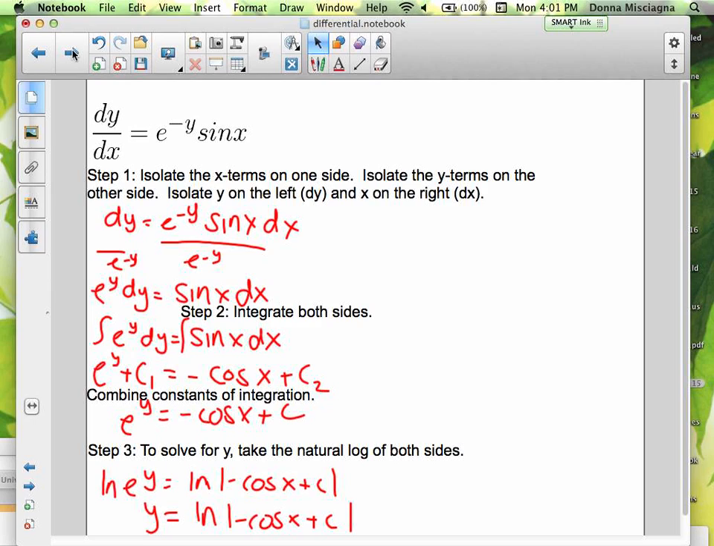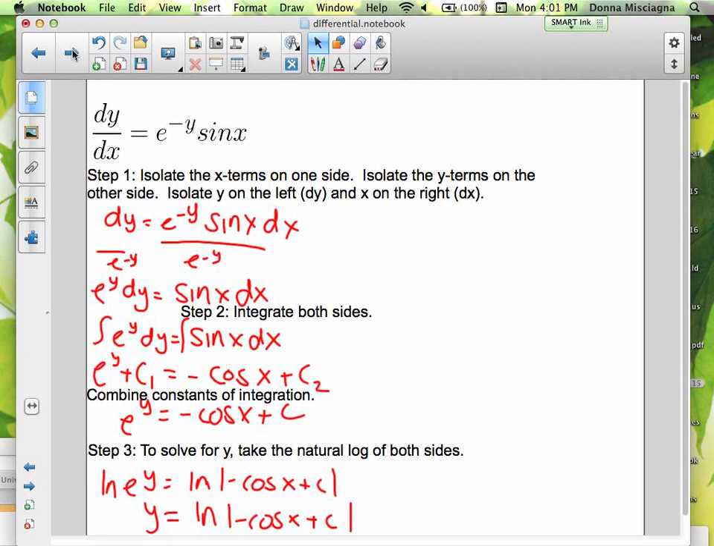What happened to the e? It canceled because the y can move in front, right? Power rule. And the natural log of e is just 1. So I've got 1 times y. So this is the equation, y equals natural log of negative cosine x plus c. Notice that c is trapped in those absolute value bars of natural log. That satisfies the differential equation dy dx equals e to the negative y sine x. Any questions? Good fun?